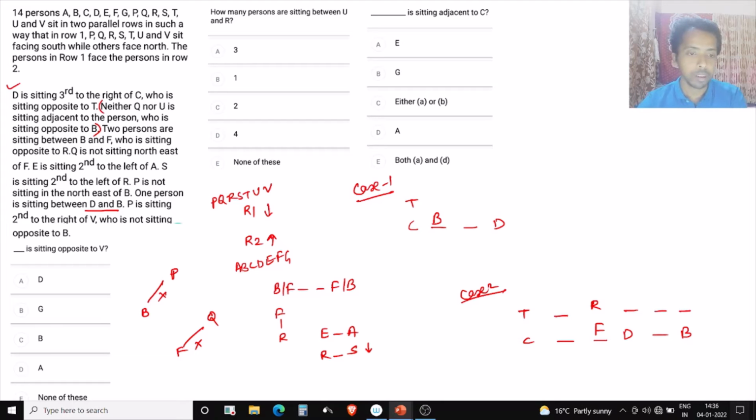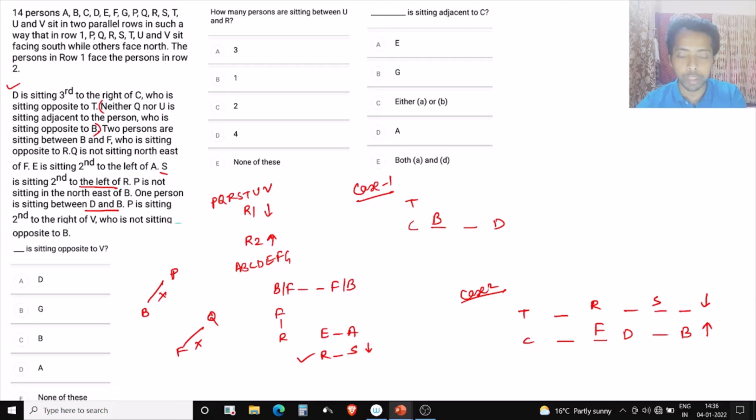Right. One more important note: S is sitting second to left of R. Here it is, S sits second to left of R. That means S is here. They are facing south direction. That is it. And the row 2 all are facing to the north direction.